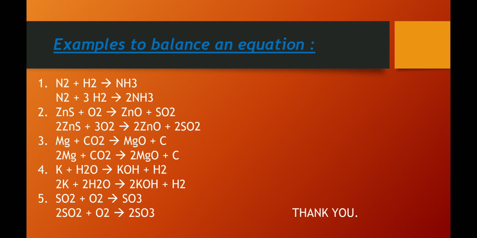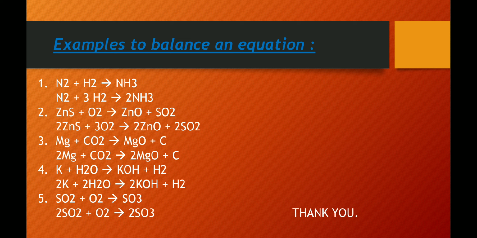Now example number 3, magnesium Mg plus carbon dioxide CO2 gives MgO plus C. It is not a balanced equation. Why? Because the number of oxygen atoms on the reactant side is 2 and the number of oxygen atoms on the product side is 1. So it is an unbalanced equation. So in order to make the equation balanced, we have to place 2Mg plus CO2 so that it forms 2MgO plus C.